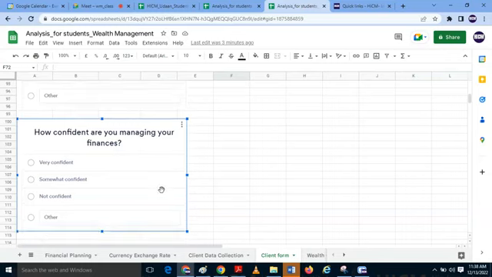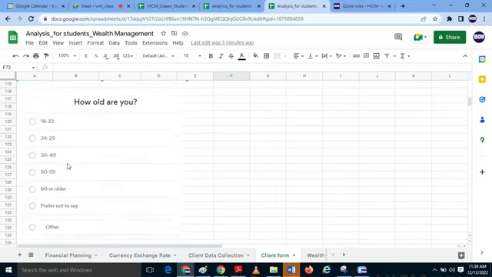How confident are you in managing your finances? This is also very, very important. There will be some people who don't know anything, but they are earning in lakhs, crores. There are people who have a good income but are not even saving a single rupee. So you should ask whether they know something about managing their money or not. This is also important.